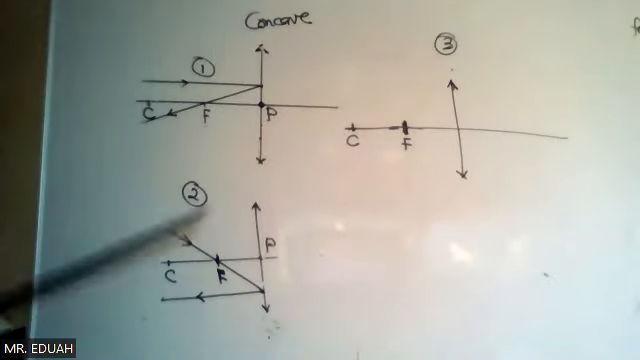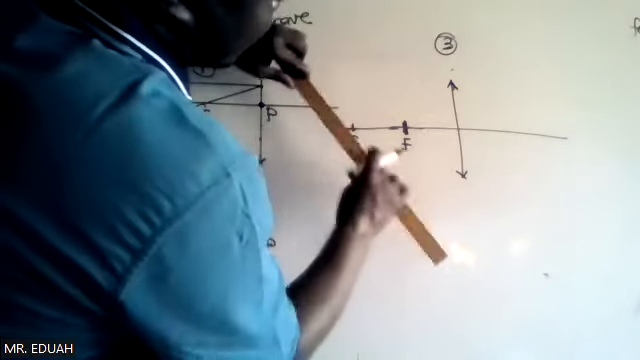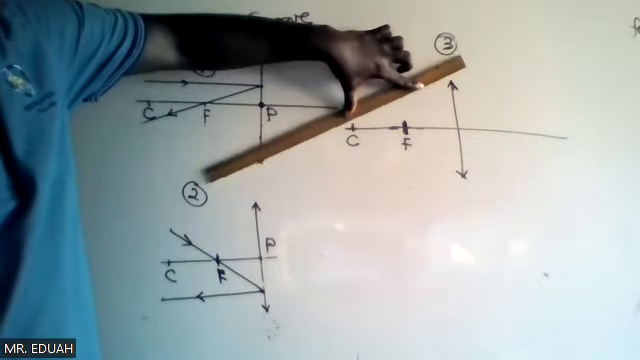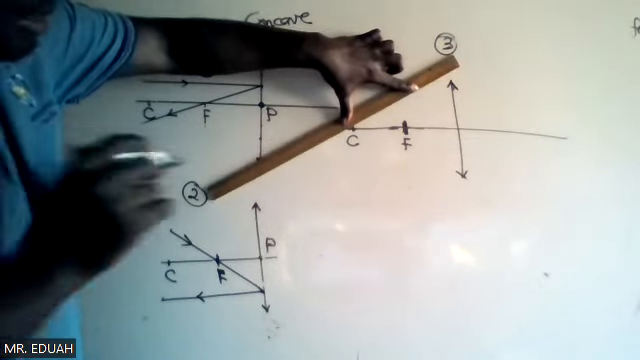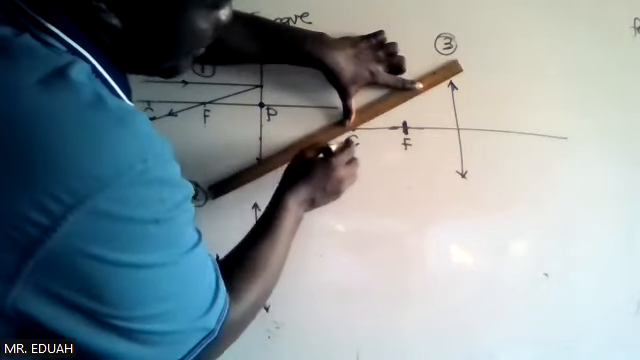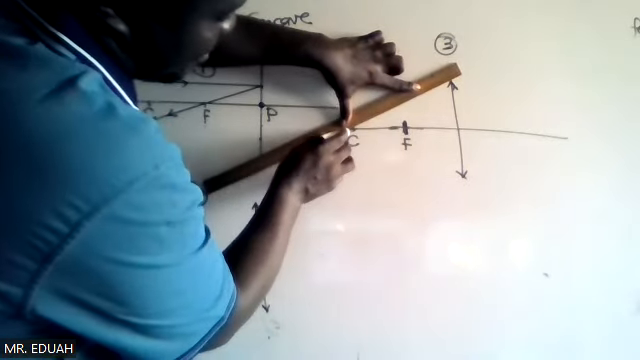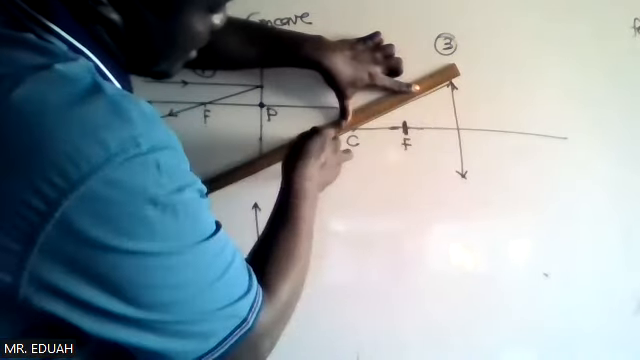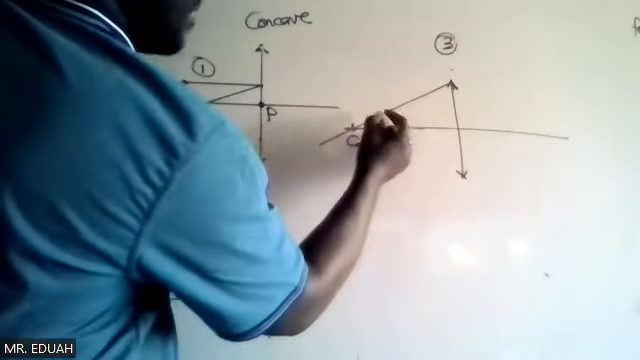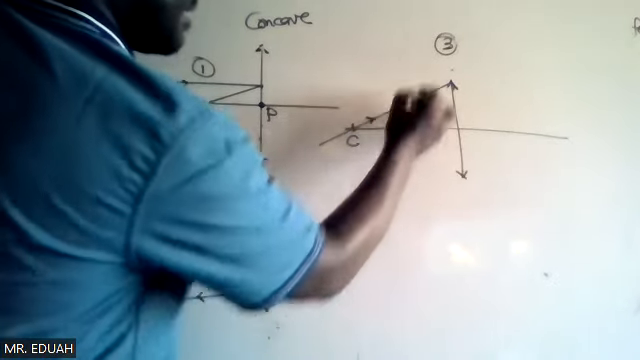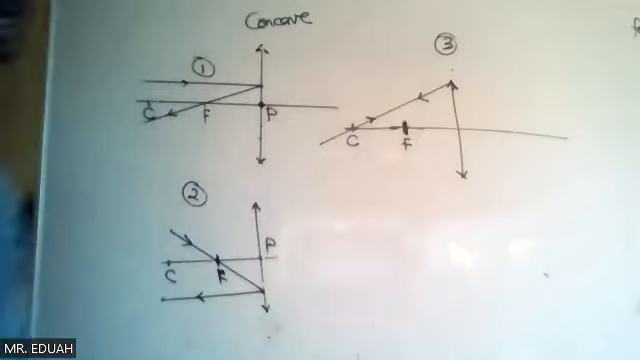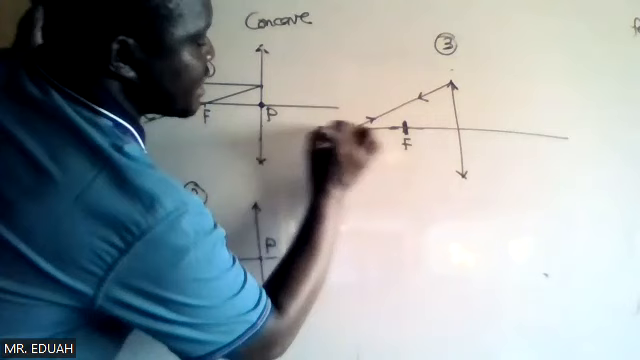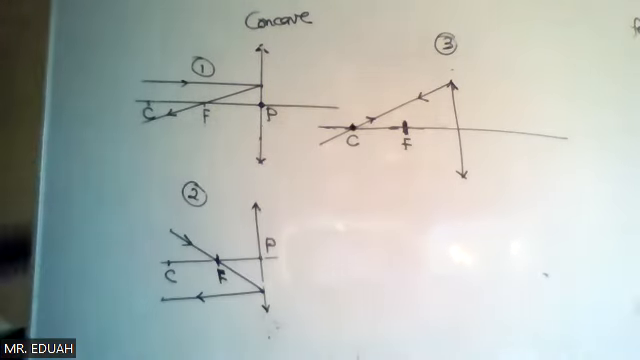The third rule is that a ray of light hitting the mirror at 90 degrees, irrespective of wherever it is coming from, will be incident and reflect along the same path and pass through a point on the principal axis. And this point is the center of curvature.